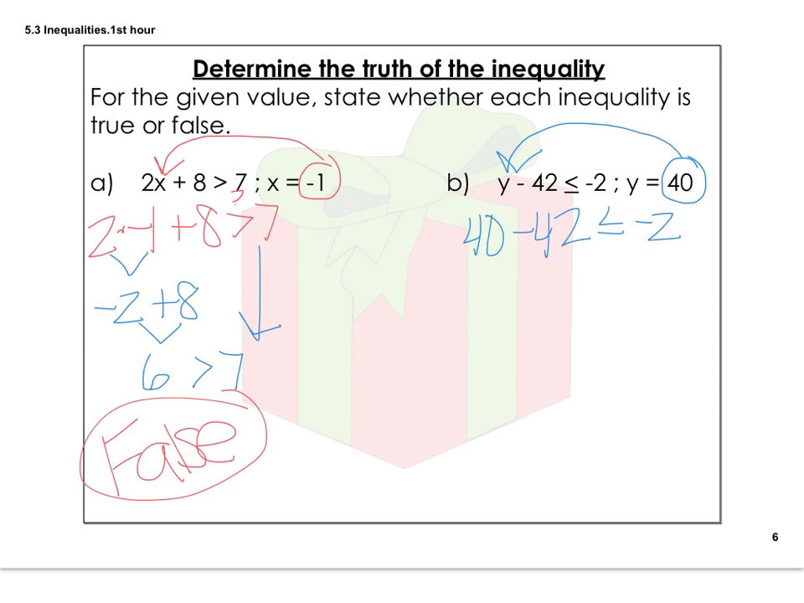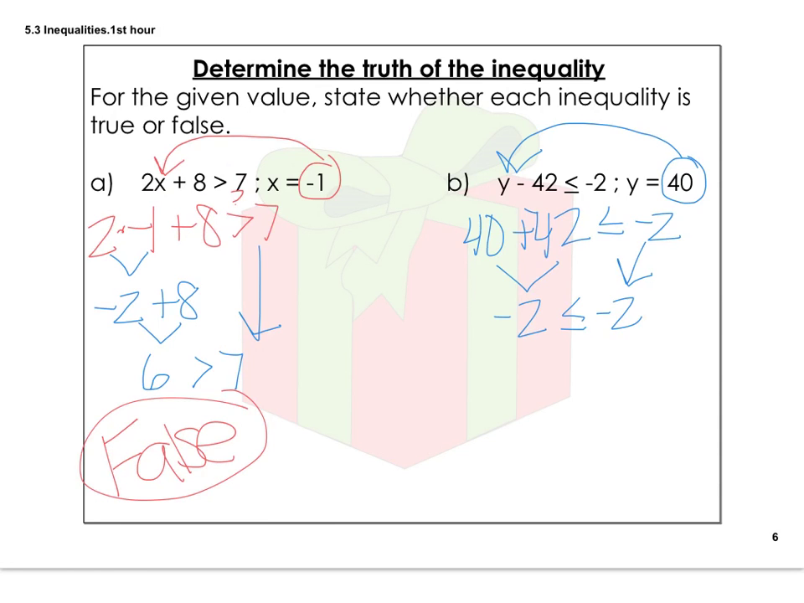Remember, we don't like subtraction, so we're always going to do our keep, change, change. Because again, our song that we sing only works if there's an addition sign there. So 40 plus negative 42. These two signs are different, so we're going to subtract, keep the sign of the bigger number. And our inequality ends up being negative 2 is less than or equal to negative 2.